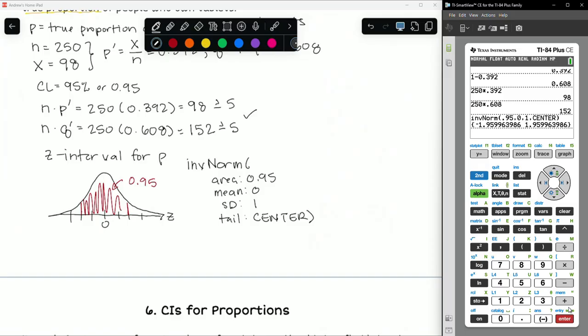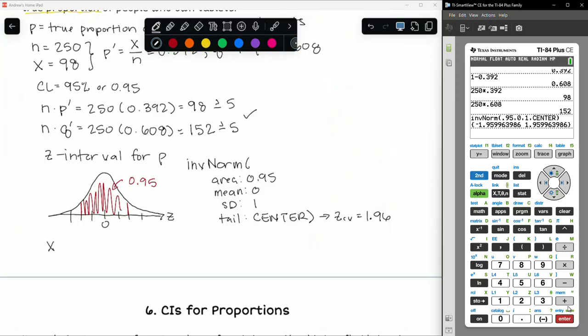And we get 1.96 rounded. So our critical value is 1.96, just a little bit inside of 2 standard deviations from the mean.